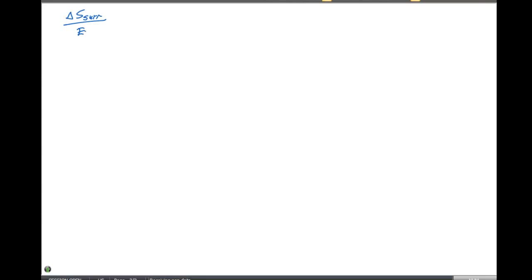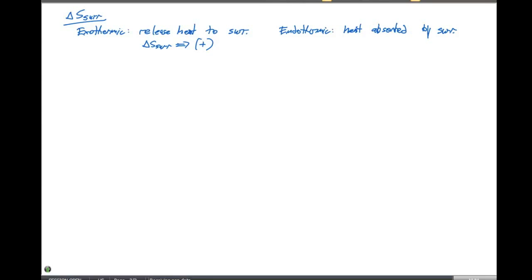So let's look at an exothermic reaction. We know that an exothermic reaction is going to release heat to the surroundings. So that means our delta S of the surroundings is going to increase, because if we release heat to the surroundings, the molecules out there will move a little bit faster, and that's going to increase the entropy. So most exothermic reactions have a positive delta S of the surroundings. If we compare this to an endothermic reaction, in an endothermic reaction, heat is going to be absorbed from the surroundings. So if we're absorbing heat from the surroundings, our delta S of the surroundings is going to be a negative value.